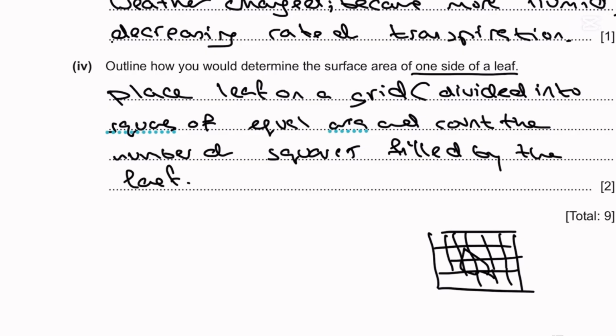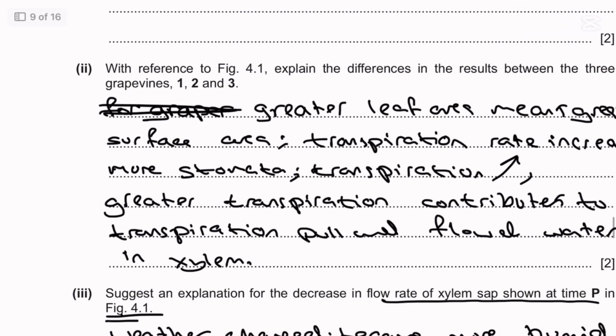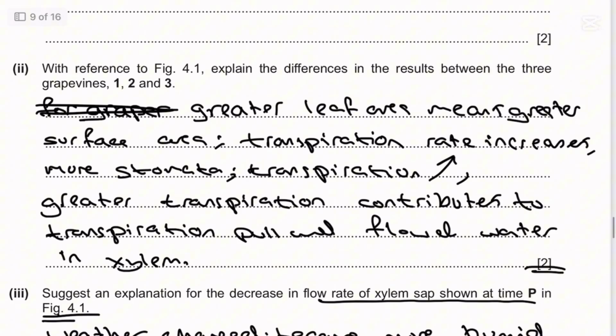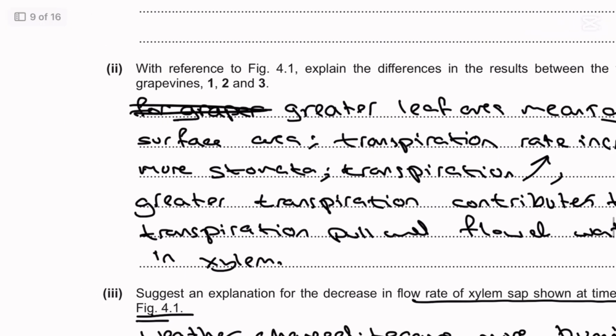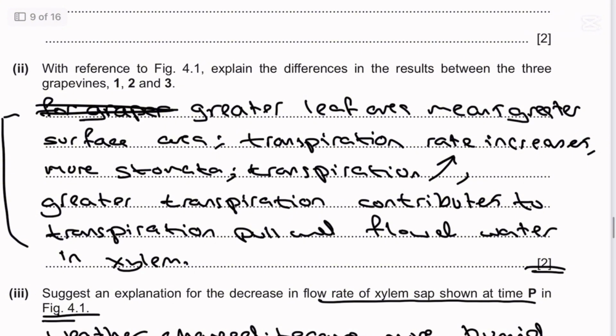As for this question over here, it's a 2-mark question, but I feel like you should be able to fill in more information here. So greater leaf area means greater surface area, transpiration rate will increase, and obviously more stomata are going to be open, so also transpiration will increase, and a greater transpiration contributes to the transpiration pull and flow of water in xylem. But again, you can write down more information.